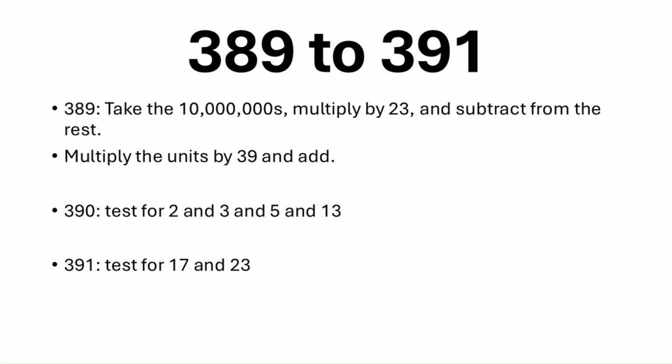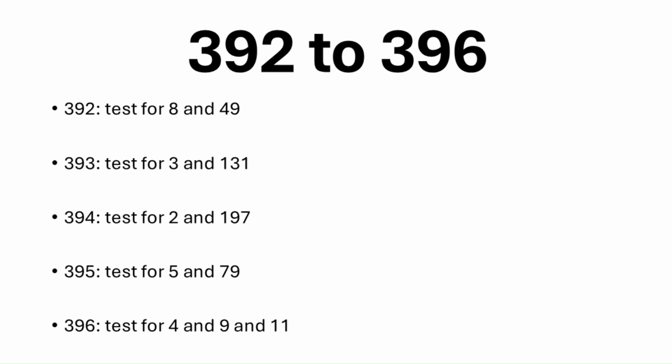388, test for 4 and 97. 389, take the 10 millions, multiply by 23, and subtract from the rest. Multiply the units by 39 and add. 390, test for 2 and 3 and 5 and 13. 391, test for 17 and 23. 392, test for 8 and 49. 393, test for 3 and 131. 394, test for 2 and 197. 395, test for 5 and 79. 396, test for 4 and 9 and 11.